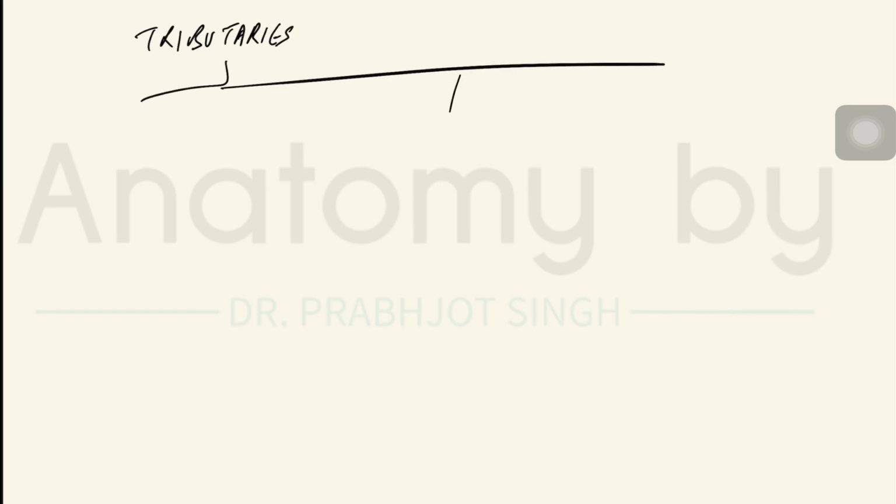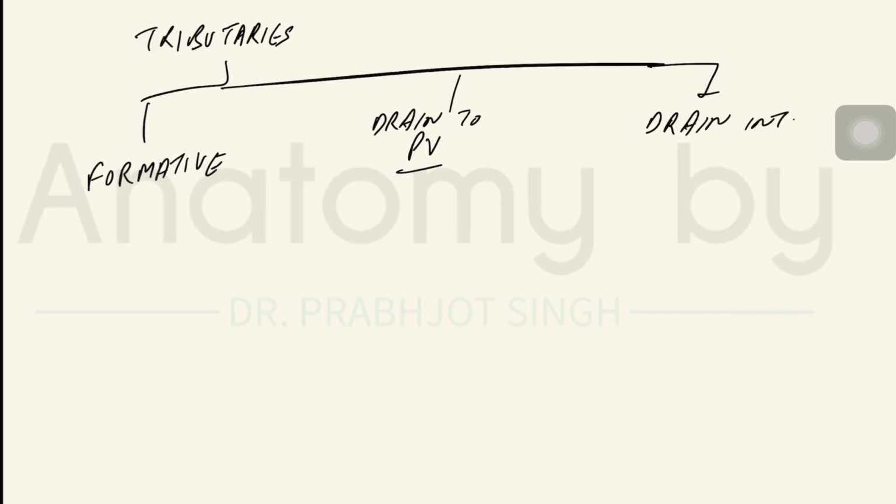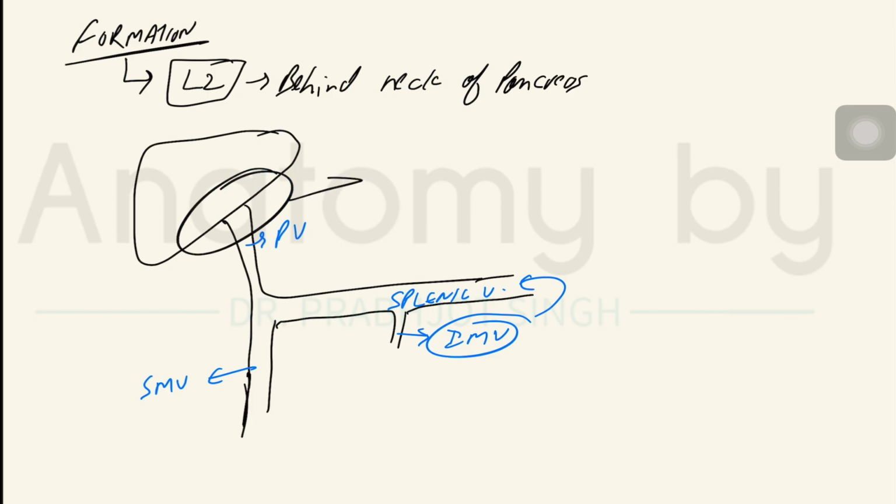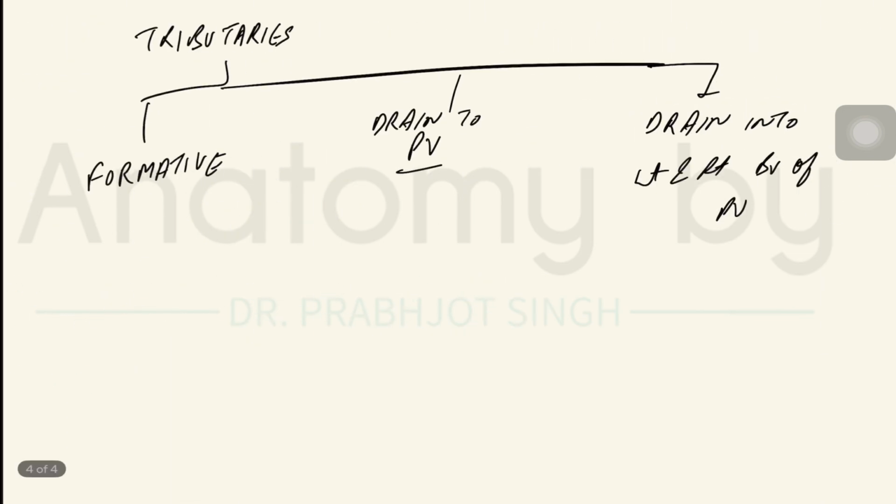Tributaries are divided into three categories: formative, the ones that drain into the portal vein, and the third, those that drain into the left and right branches of the portal vein. So after reaching the liver, over here the portal vein divides into two, the left branch and the right branch.